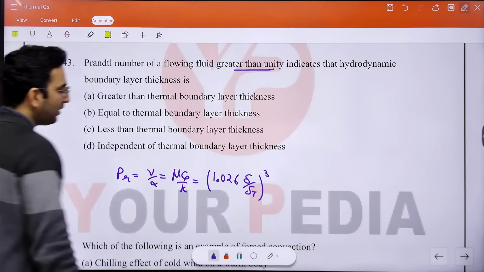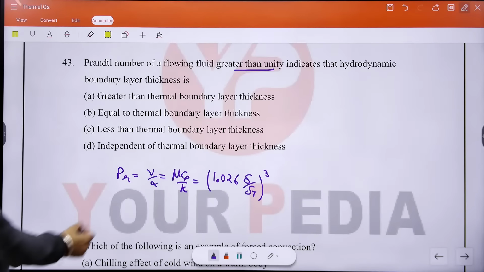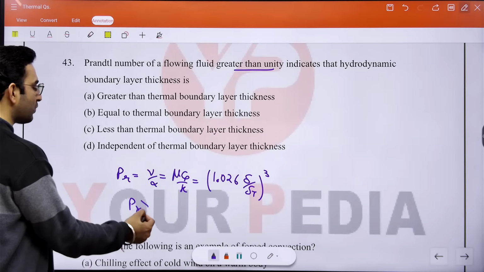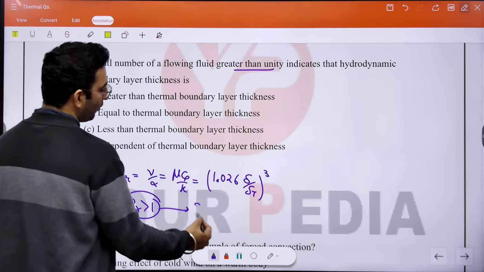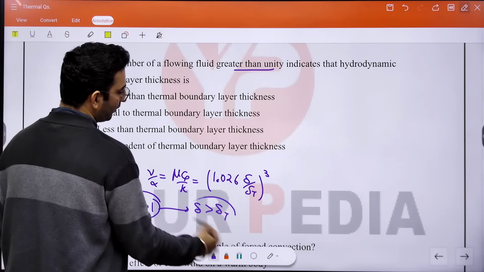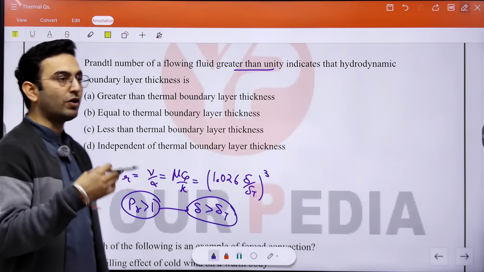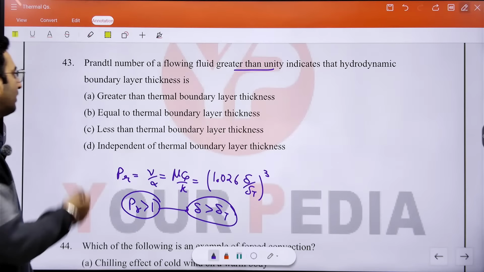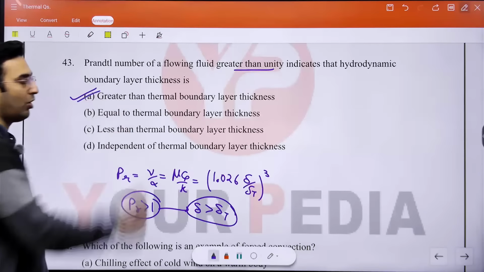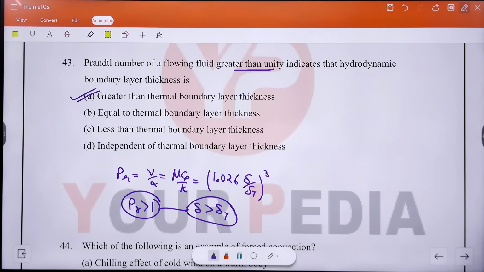So now you can see if the Prandtl number has a value greater than 1, correspondingly delta is going to be more than delta T. Therefore, I can say the hydrodynamic boundary layer thickness is going to be more than the thermal boundary layer thickness here. Option number A will be the correct answer.